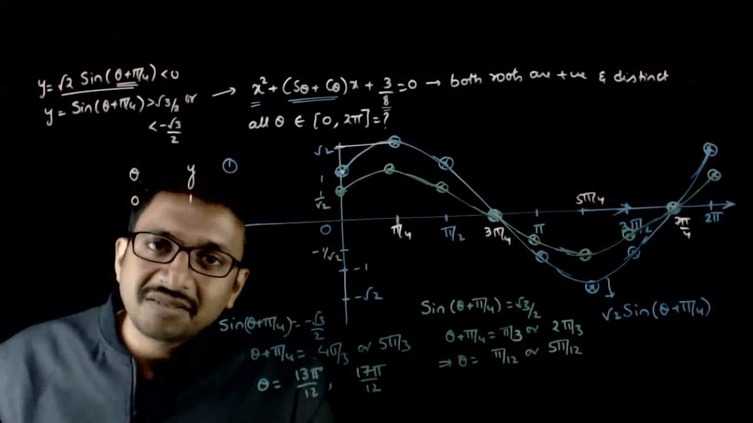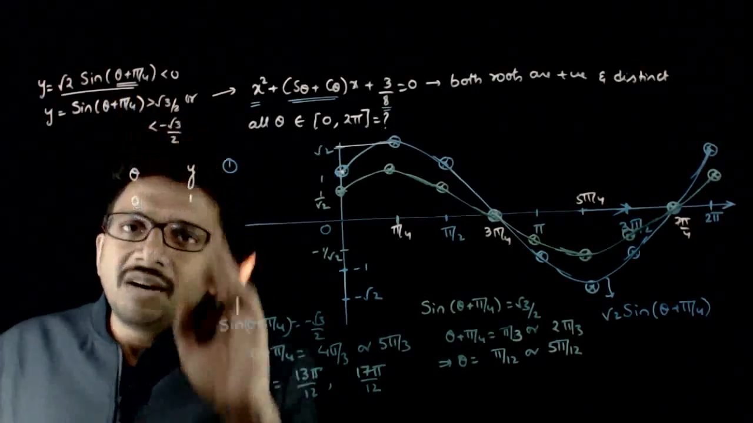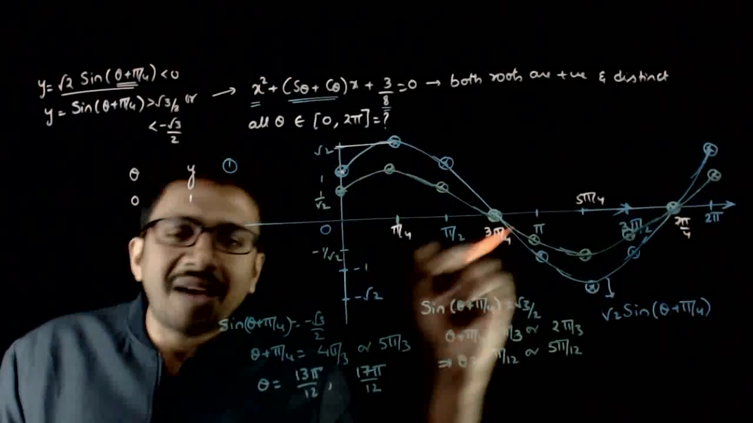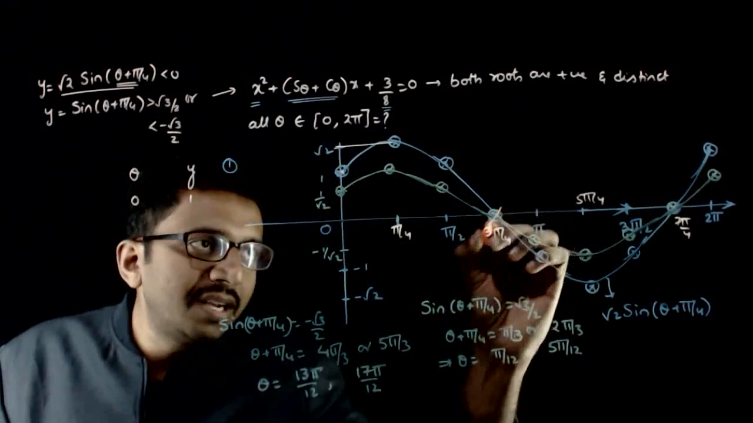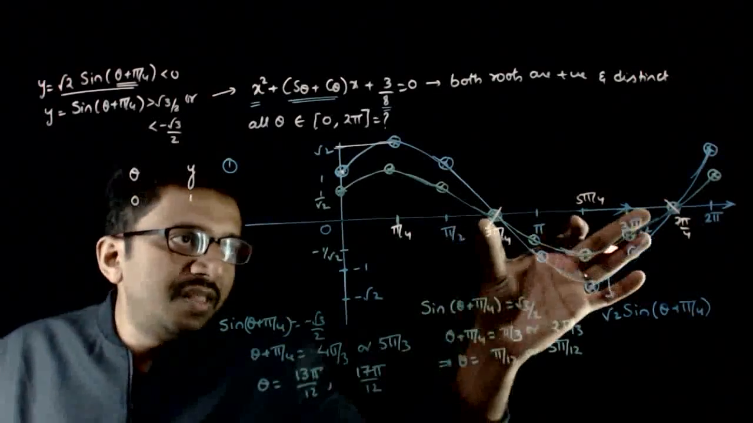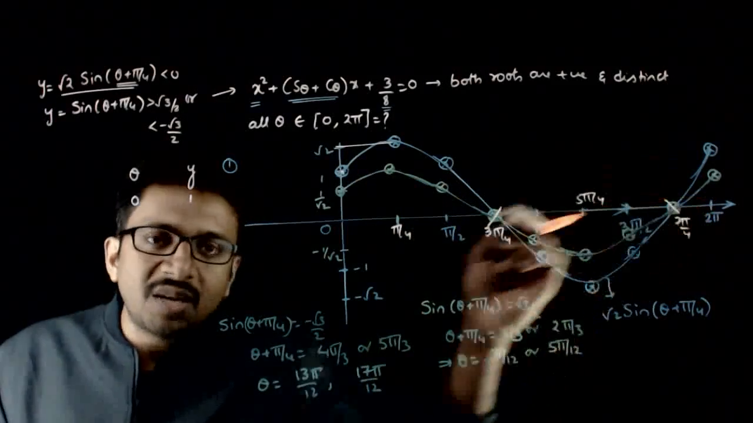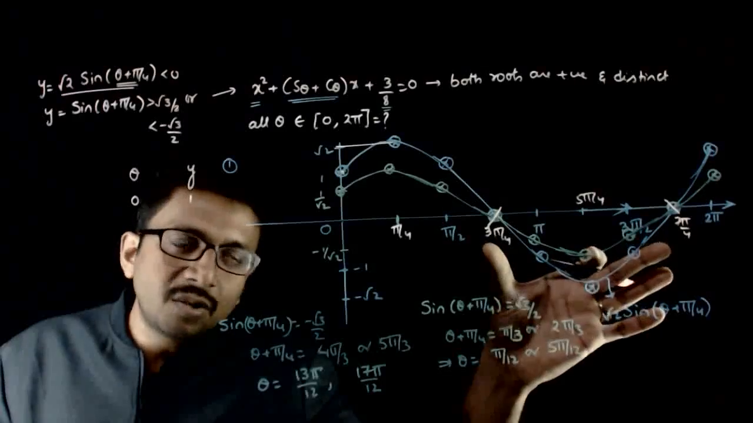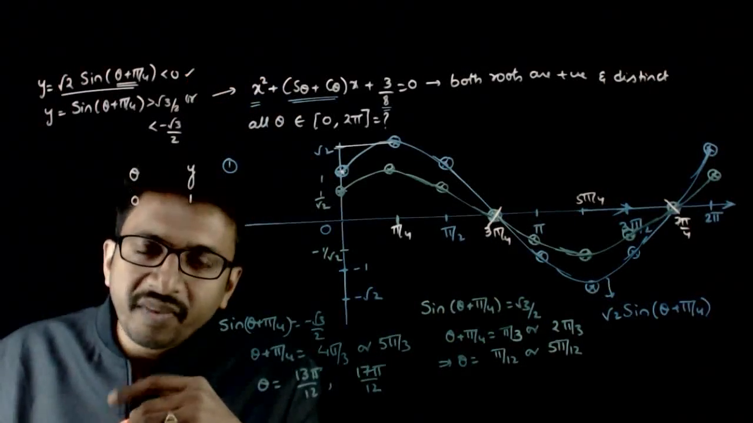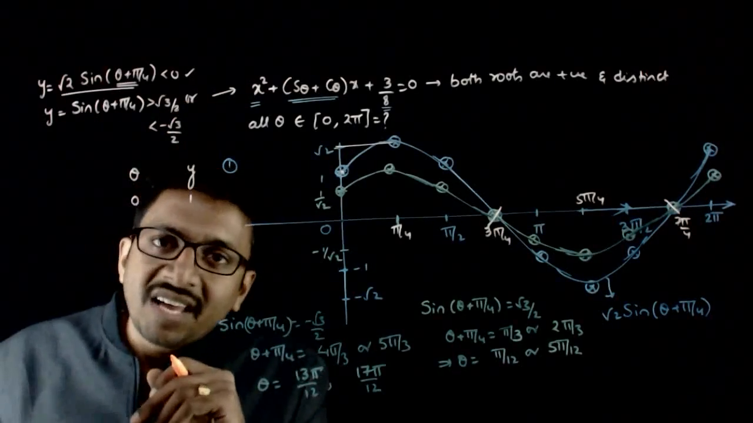So now once I have this, the first condition is that root 2 times sine of theta plus pi by 4 has to be less than 0. That is, the bigger curve has to be less than 0. That means I am looking at the points between 3 pi by 4 to 7 pi by 4. Between these points the curve is below the x-axis. Outside these points the curve is above the x-axis. So I am looking at the solution between 3 pi by 4 and 7 pi by 4. That's the first answer.